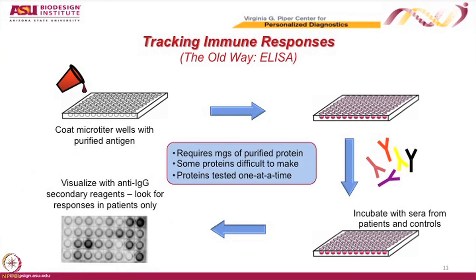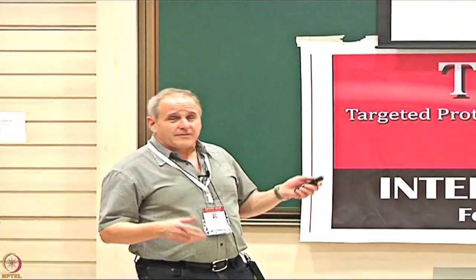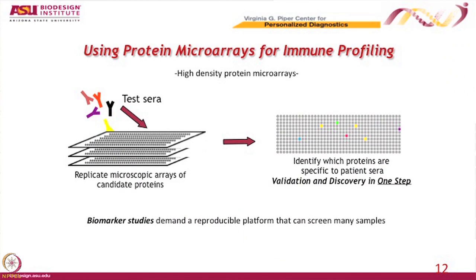The challenge, of course, as I mentioned before, is that it requires a lot of protein to coat these wells. Some proteins are not easy to make. And you're testing proteins by this method one protein at a time. And if you want to think like a modern systems biologist and you want to think at scale, you'd rather be testing thousands of proteins at a time.